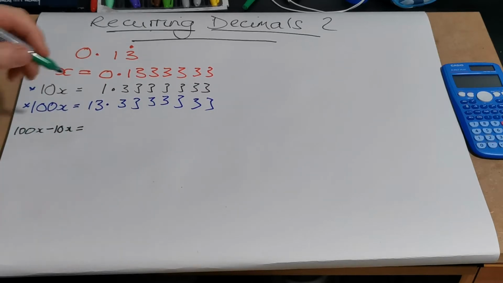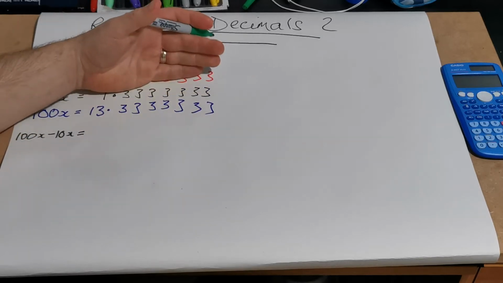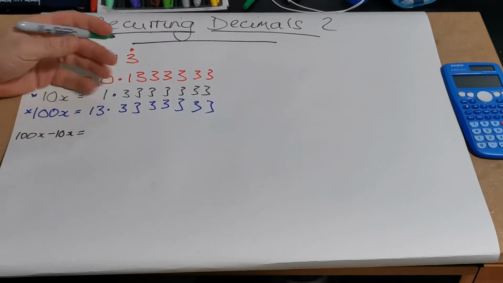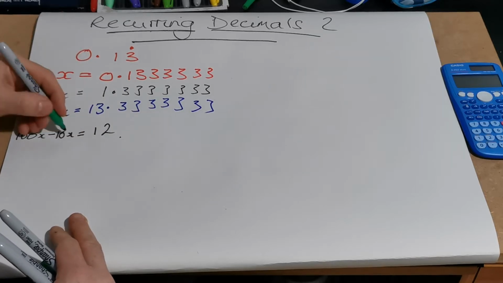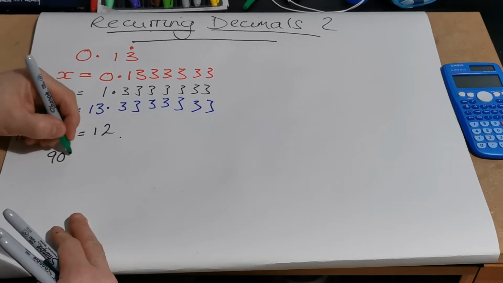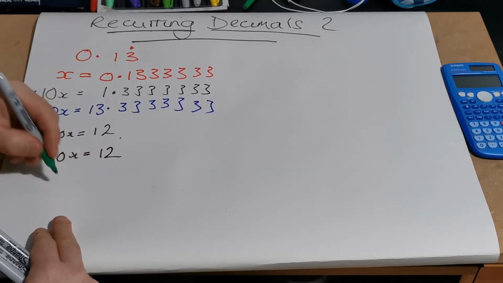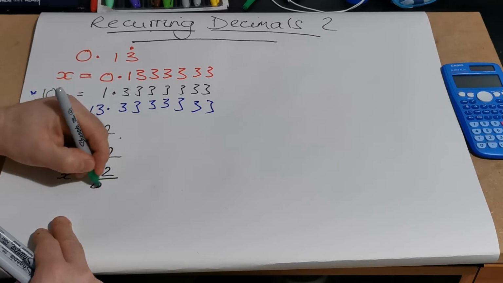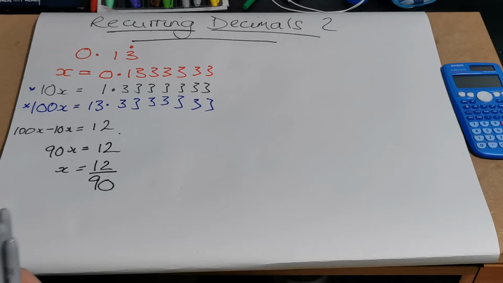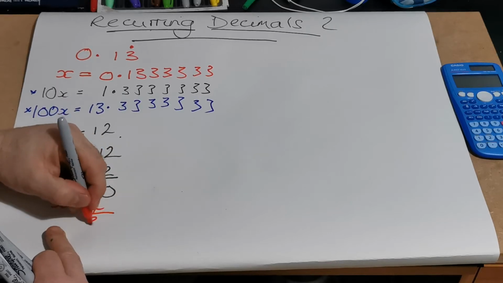Now if I look at this, I'm going to have to do 13 take away 1. So those bits will disappear, but the 13 take away 1 will still have to be there, so that's 12. So 100x take away 10x is 90x. That equals 12. So dividing both sides by 90, I get x equals 12 over 90, which clearly they're both in the 3 times table. So divided by 3 I get 4, and divided by 3 I get 30.